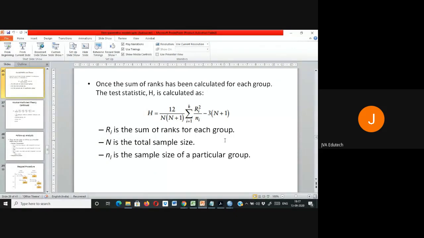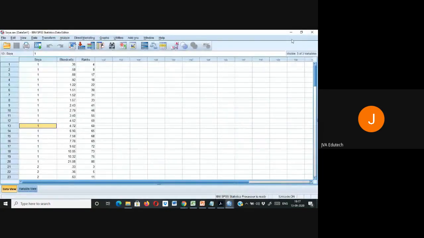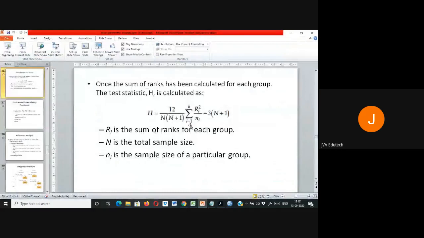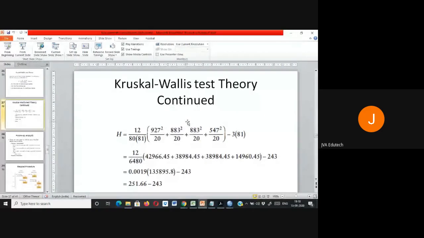In the entire formula, R is the sum of ranks of each group, the ranks which we have given. We will sum all these ranks. N is the total sample size, which was 80, and small n is the sample size of the particular group. So every group consists of 20 people. For group 1 it will be 20, for group 2 also 20, similarly for all the groups. If you calculate it manually, this will be our result.